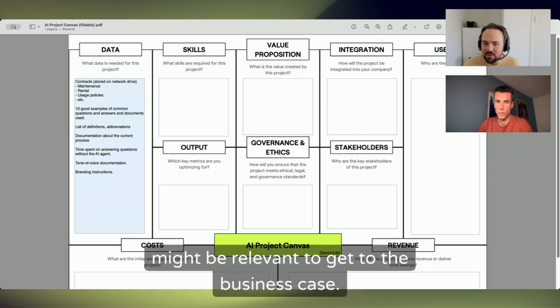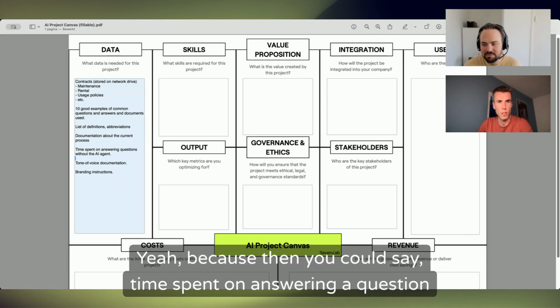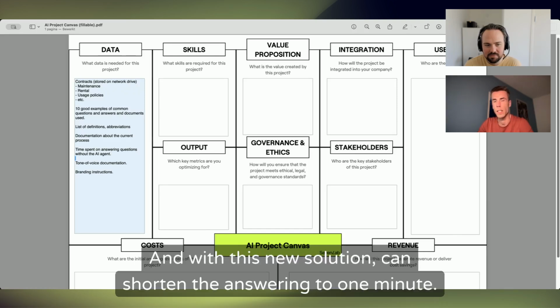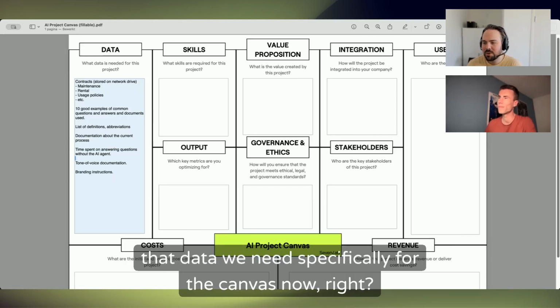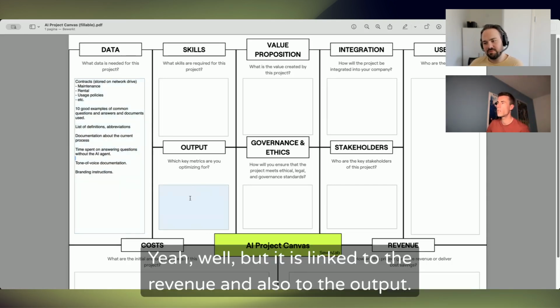Okay. Might be relevant to get to the business case then. Yeah, because then you could say, okay, time spent on answering a question is 5 minutes. We have 500 questions a month, and with this new solution, we can shorten the answering to 1 minute. So we save 2,000 minutes a month, for example. But that's data we need specifically for the canvas now, right? And not for the project necessarily. Yeah, well, but it is linked to the revenue and also to the output.